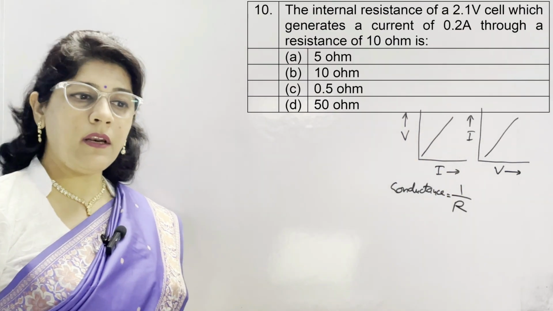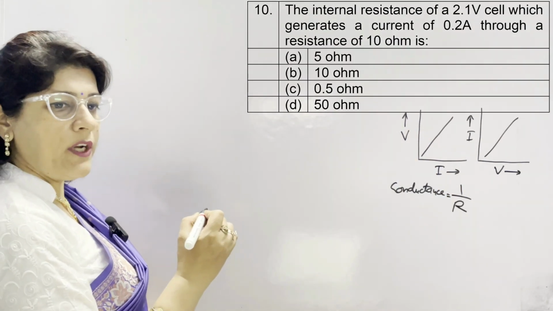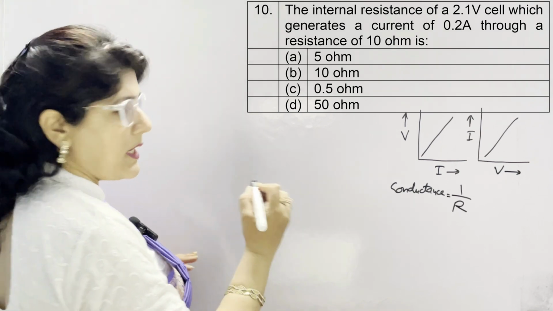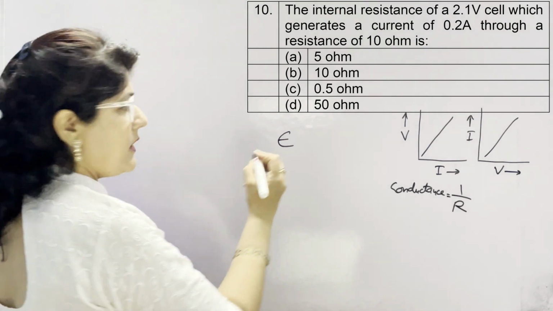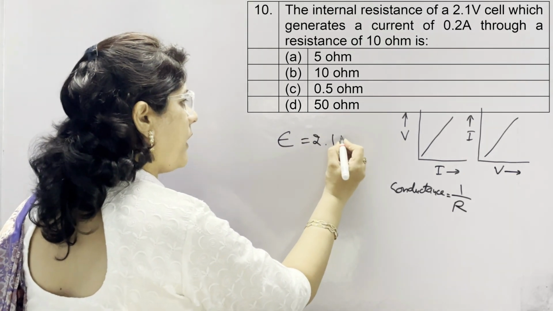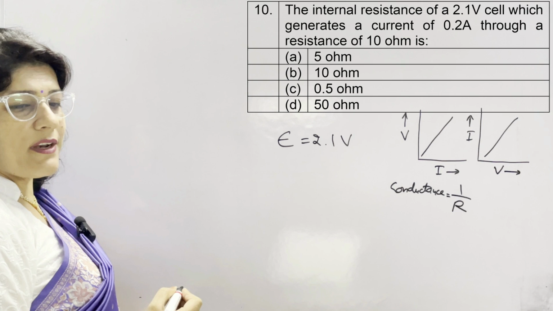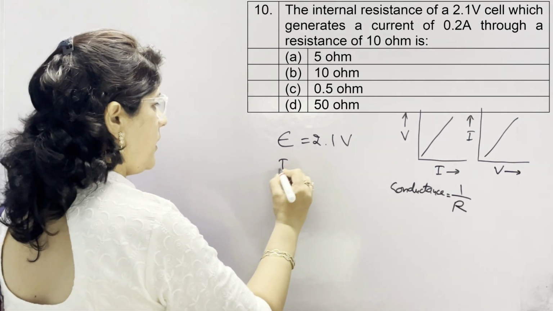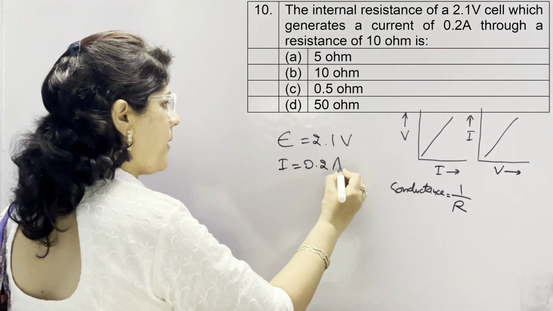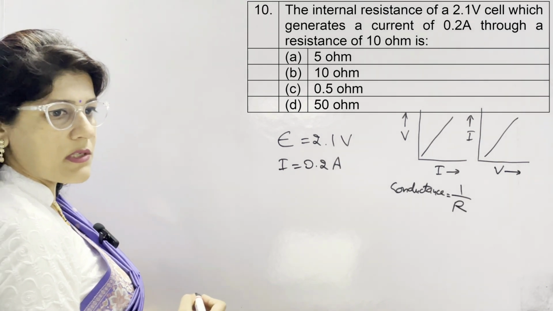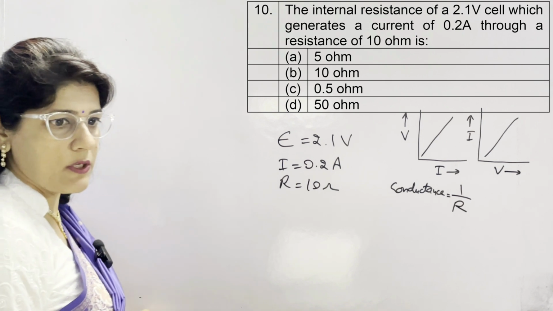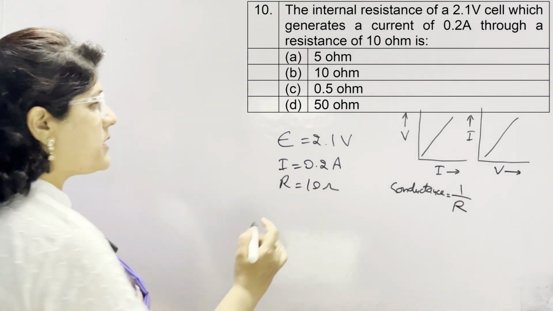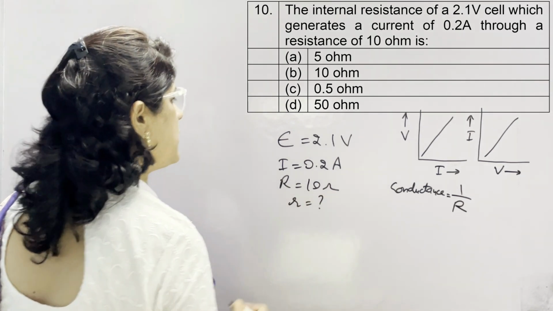Coming to question number 10, the internal resistance of a 2.1 volt cell. Whenever internal resistance is given, then we need to take EMF. EMF is 2.1 volt, which generates a current of 0.2 ampere. Current is 0.2 ampere. It is given through a resistance of 10 ohm. R is equal to 10 ohm given in the circuit. We need to calculate the internal resistance, small r.